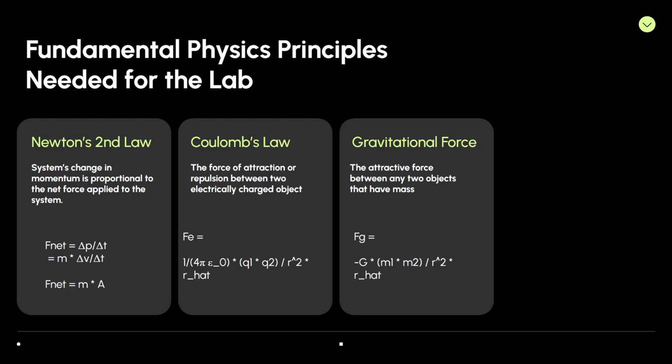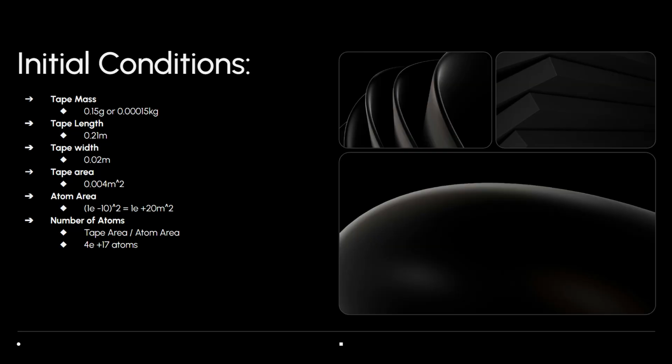So some fundamental physics principles that we need for the lab. Newton's second law shows that the sum of forces is the mass times the acceleration. Coulomb's law shows that the difference between the two charges creates a force, and that force is equal to 1 over 4 pi epsilon naught times the two charges over the distance squared, in the direction of the distance. Gravitational force near the surface of Earth is just m times g, which is what you get when you simplify that expression right there. So, initial conditions.